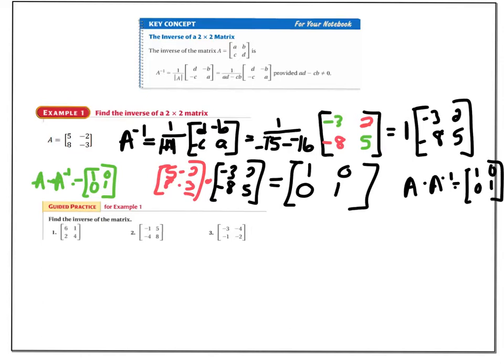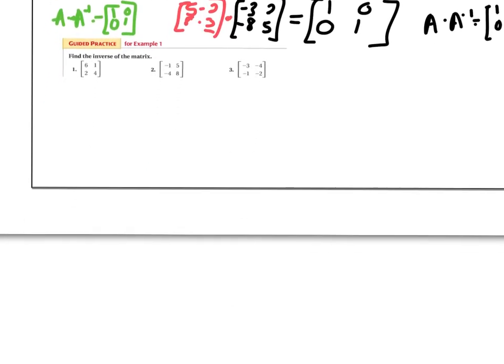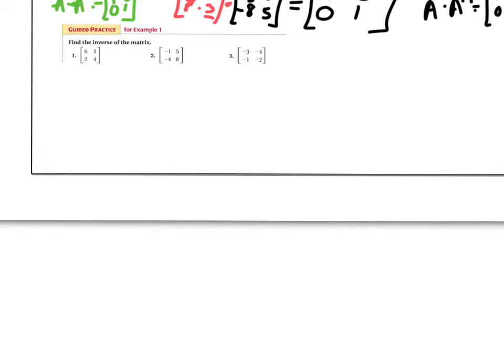So let's practice finding the inverses of more matrices. And remember, this is just the building blocks to get ready to solve systems using inverse matrices. So you really need to understand this concept. All right, I will walk through guided practice number 1, and then I will leave you to do 2 and 3 on your own, but give you the answers. So looking at matrix 1, I'll just say A equals that.